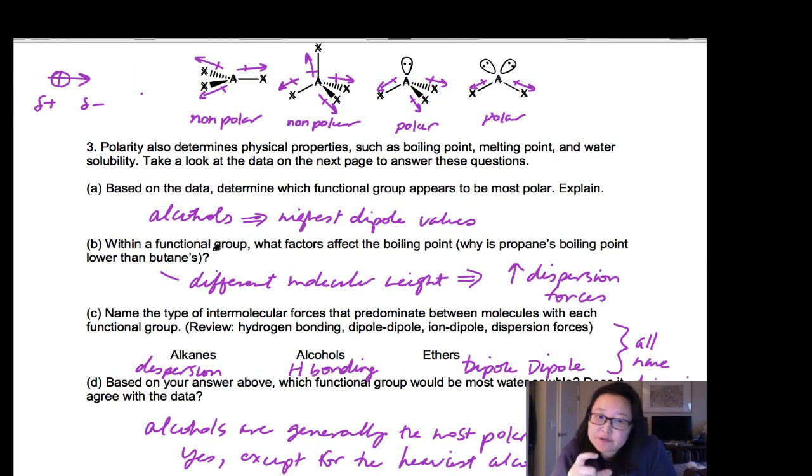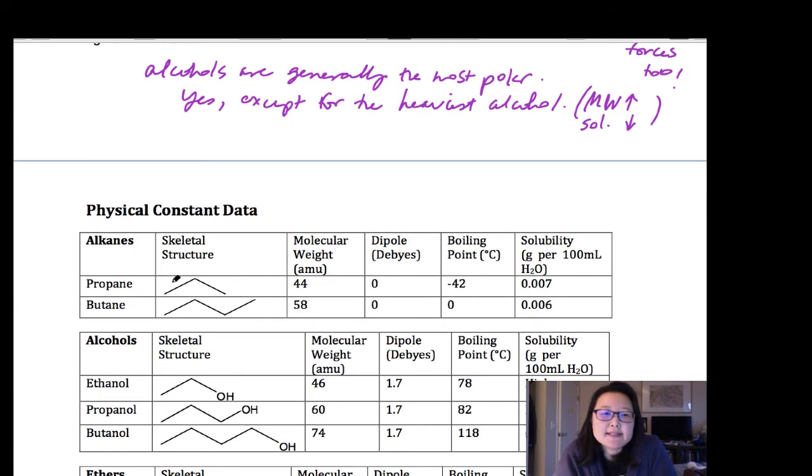Within a functional group, what factors affect the boiling point? So why is propane's boiling point lower than butane's? So let's look at these two. The boiling point is much lower for propane than butane. The difference between these structures is the addition of a carbon unit. So that makes the molecular weight different.